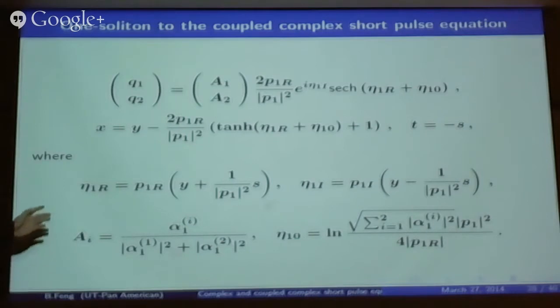For that, we can also come up with the one-soliton solutions in this form, Q1 and Q2, replicating this vector form, where p_1R and p_1I are again the real part and the imaginary part of the wave number. And here I have A1 and A2, two parameters that represent the relative magnitude of the one-soliton in the two components, Q1 and Q2. Again, these one-soliton solutions have three types: smooth, cuspon, or loop-soliton solutions, depending on the relative magnitude of the real part and the imaginary part of the wave number.